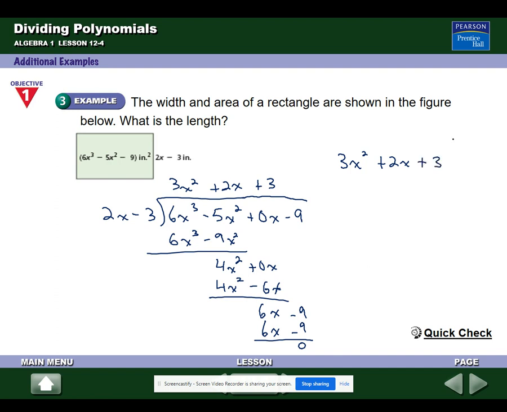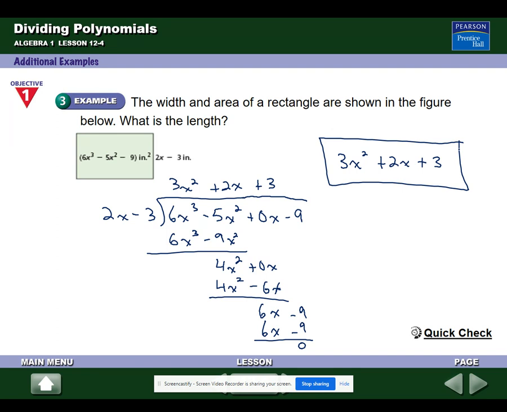All right, now let me ask you a conceptual question. The remainder ended up being 0. Was there any chance that we would have gotten a remainder of something other than 0? If you're thinking on the right level, the answer would be no, because it's a rectangle problem. Obviously, we need a quadratic polynomial that when multiplied by 2x minus 3 actually does give you 6x to the third minus 5x squared minus 9. So it needs to be divisible. That area needs to be divisible by our answer.